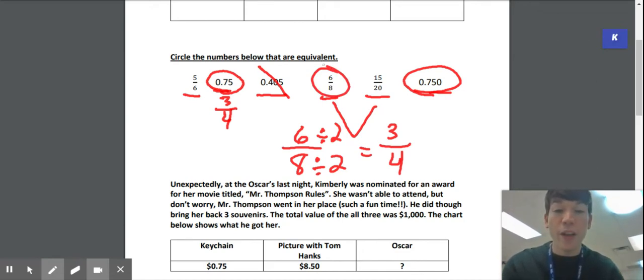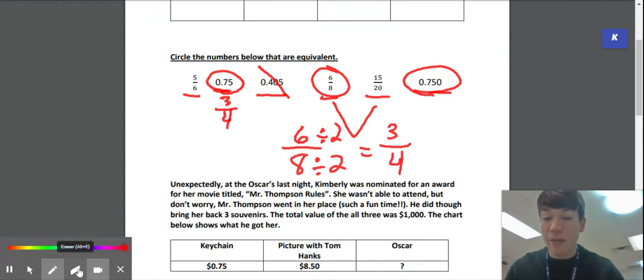If I go through and do the same thing with 15/20, we can see whether it is the same, and then we've found all of our equivalent numbers there. So using that idea of simplifying can be really super helpful. So I encourage you to do that.